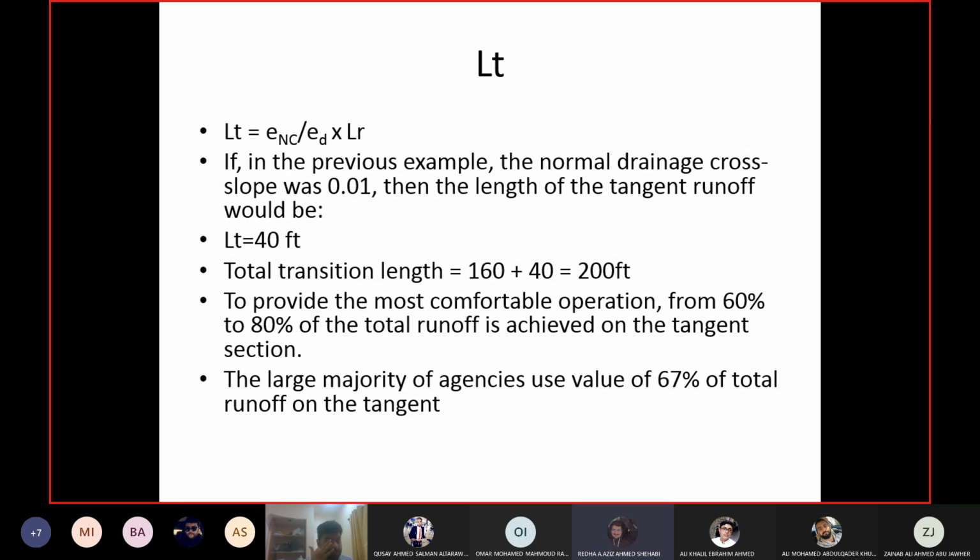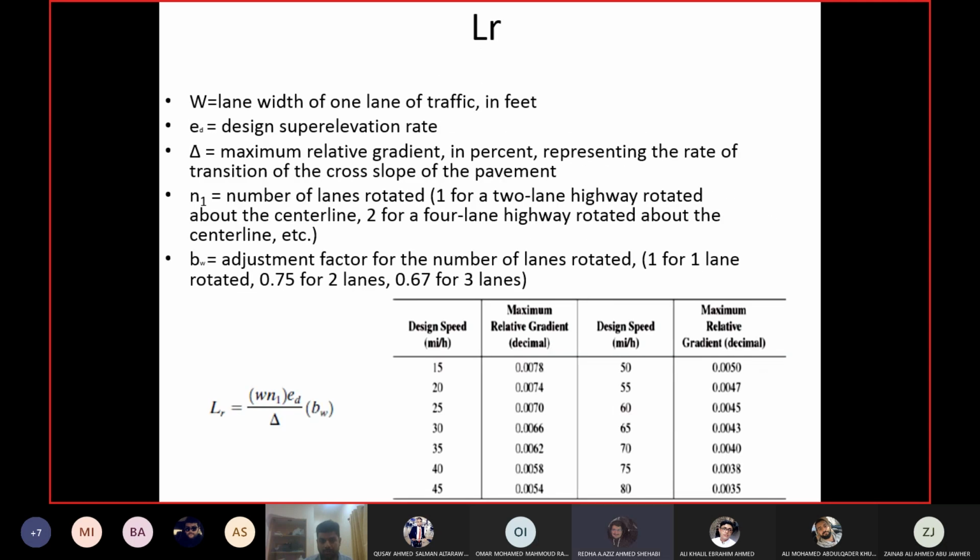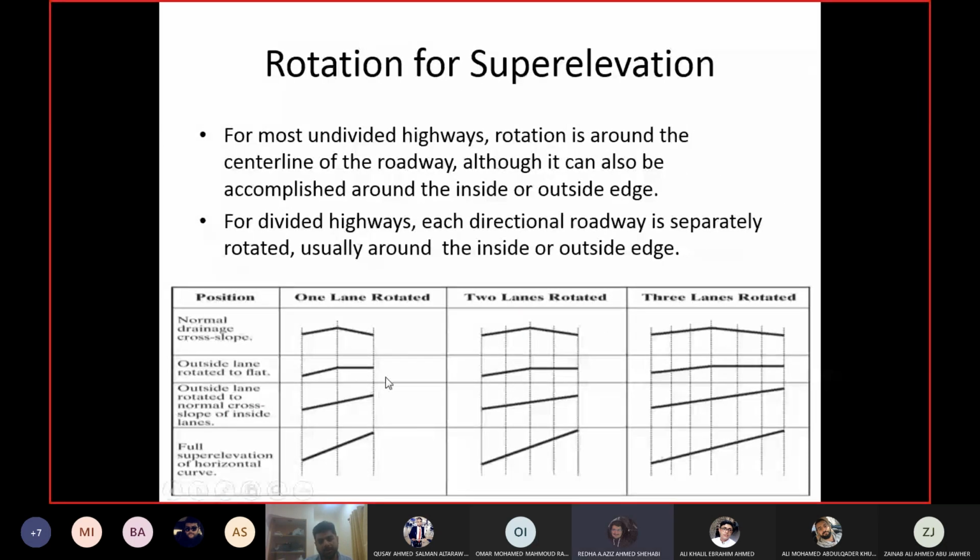On the curve. On the curve? Sure? I'm not sure about it. You're not sure about it. I told you, this is super elevation runoff.